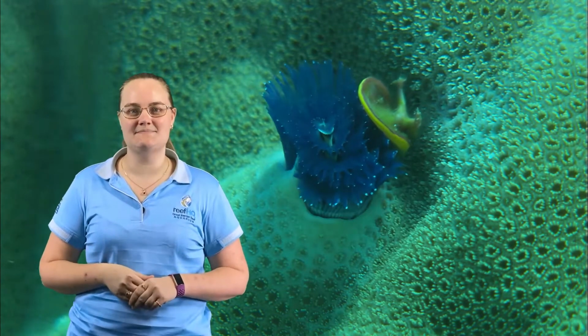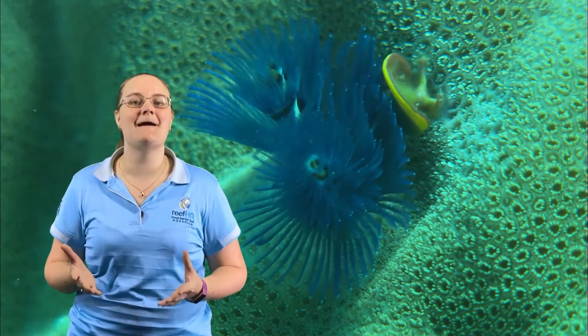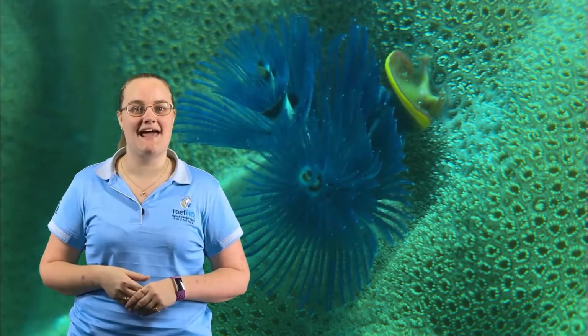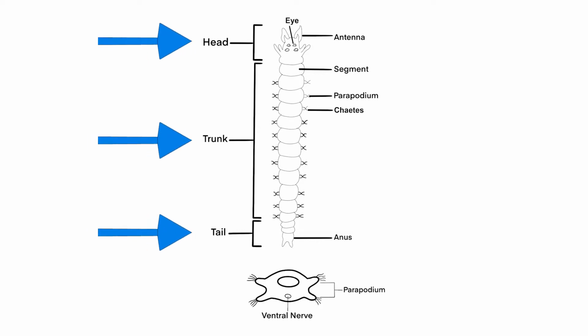But all annelid species do share some key characteristics, which is what makes them annelids. They have an anterior end, or a head, a posterior end, or a tail, and a segmented body called a trunk. Annelids are also bilaterally symmetrical, which means if you cut them down the middle from the head to the tail, each side would be the same.